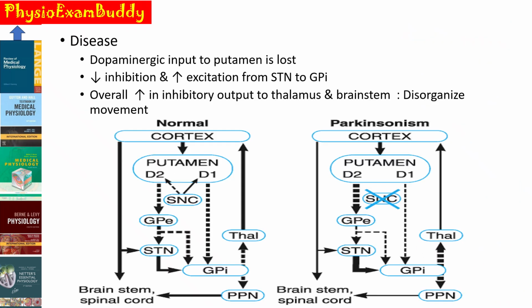Now, what happens in Parkinson's disease? This connection from the substantia nigra pars compacta into the putamen is lost. That is, the dopaminergic input to the putamen will be lost. So there will be a decrease in the inhibition as well as an increase in the excitation of the subthalamic nucleus to the globus pallidus internal segment. So overall, there will be an increase in the inhibitory output to the thalamus as well as the brainstem, which will produce disorganized movement.